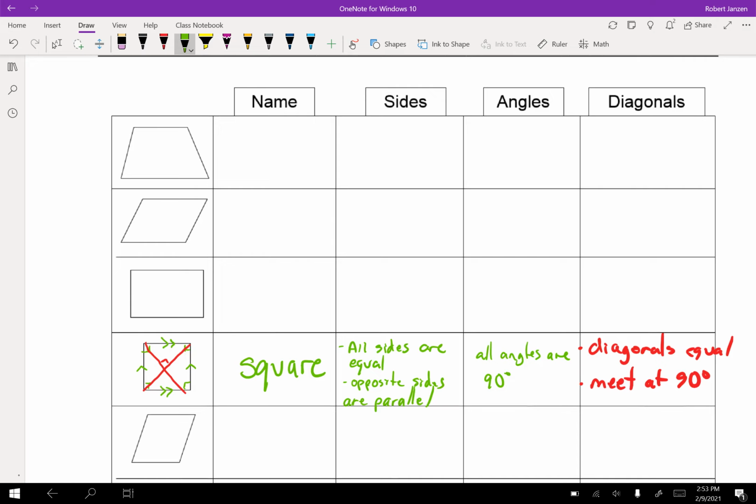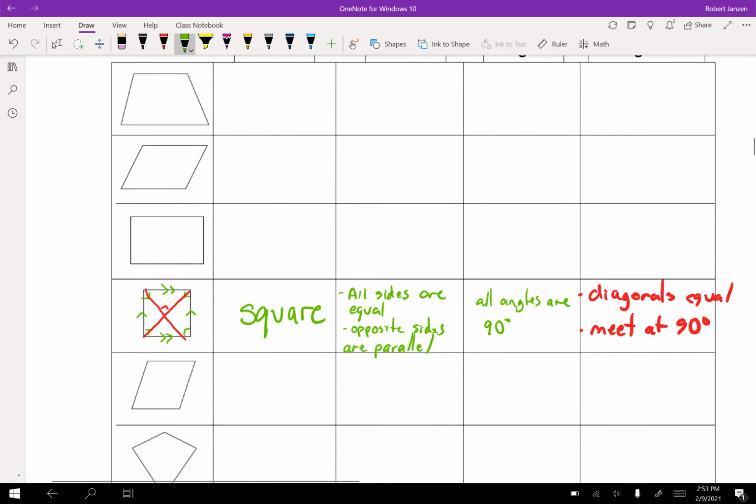Okay, so that's probably the shape that we're most familiar with. I'm going to go to the one right next to it, the rhombus, because this is a special square. Again, it has the same characteristics of a square in that all sides are equal and opposite sides are parallel. So that's the same as a square, but obviously it's not the same as a square. What's different? Well, the angles aren't 90 degrees.